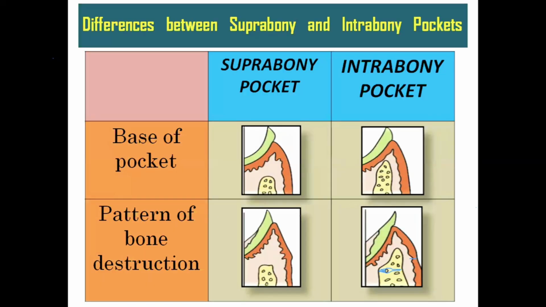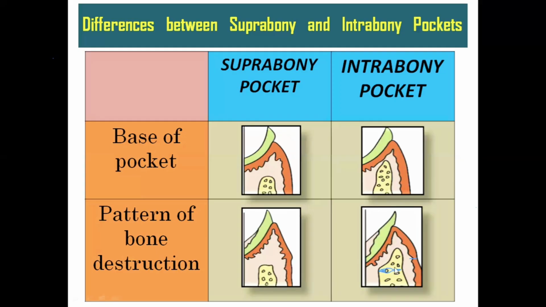Now, what are the differences between suprabony and intrabony pockets? See, this is a suprabony pocket, this is the alveolar crest, and the base of the pocket is superior to the level of the alveolar crest. This is the level of the alveolar crest, and the base of the pocket is inferior to the alveolar crest. In case of a suprabony pocket, the pattern of bone destruction is horizontal. That is, the level of the alveolar crest is at an angle of 90 degrees to the long axis of the tooth. When the bone loss is horizontal, the pocket becomes suprabony.